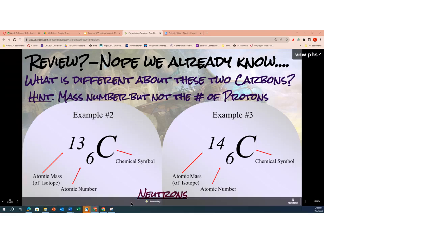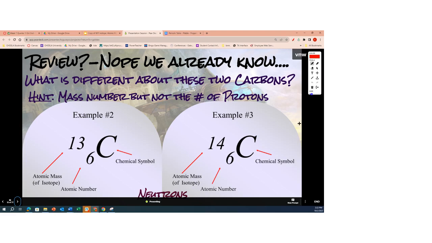All right, so the difference between these two is the 13 and the 14. Notice that the sixes are the same here. So this one is the same as that one. And that's why we put the letter C here, because of isotope, iso means the same, in the same place. So the same place in the periodic table. So this is a carbon and that's a carbon.